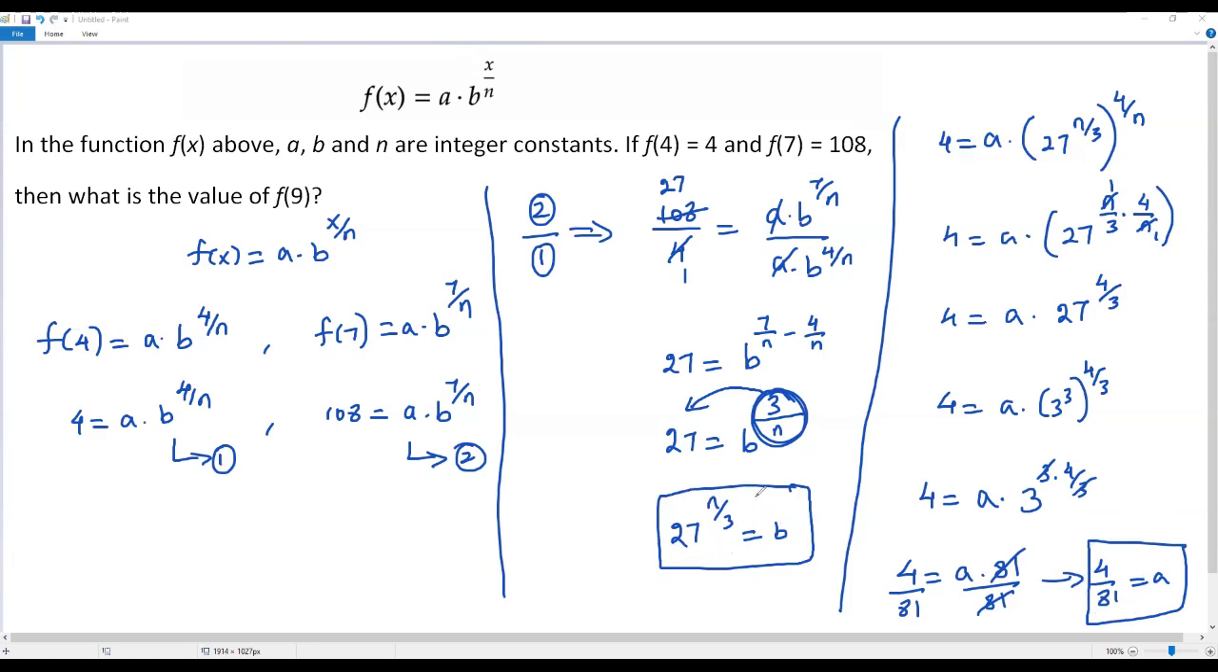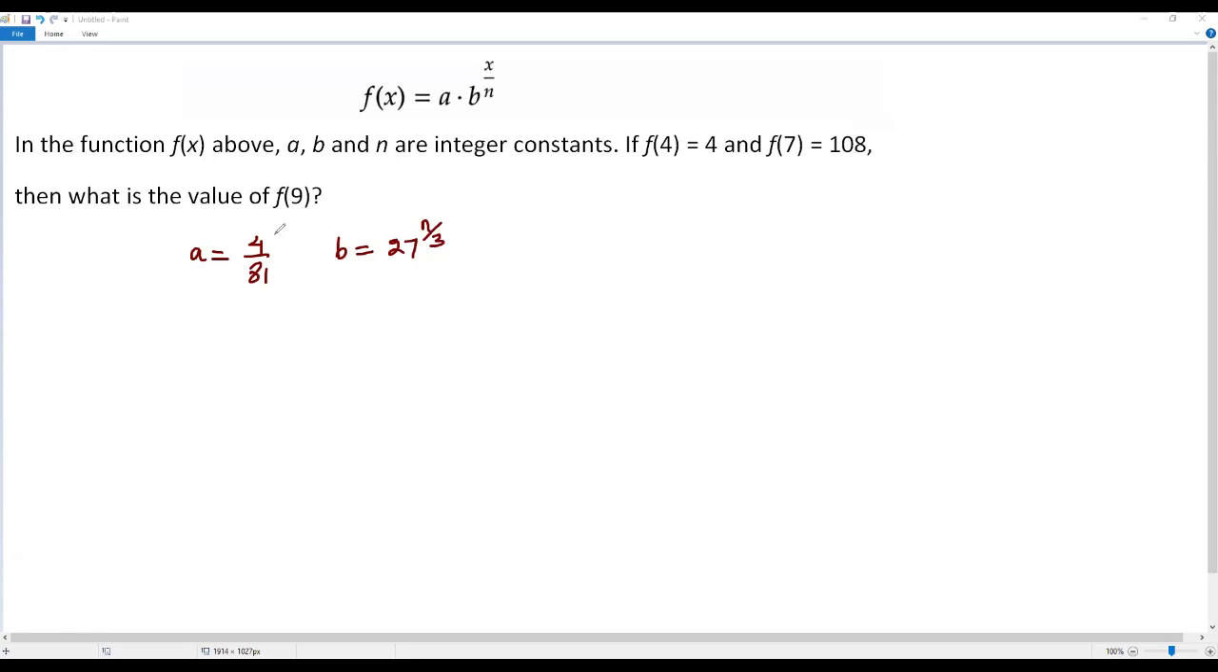Now in my next step, I'm going to plug in the values of the constants a and b I got over here into the function, and then I'll plug in 9 for x. Now let me erase all the stuff and continue the problem. Let me plug in the values of a and b into the given function. Then we get f of x equals, for a we plug in 4 over 81 times, for b we plug in 27 to the power of n over 3. I plugged in this one for b. Already we have the exponent x over n for b. Let me write that exponent as it is.